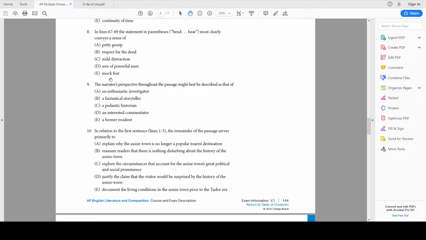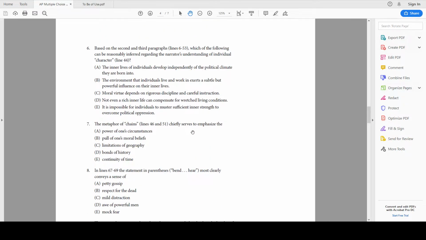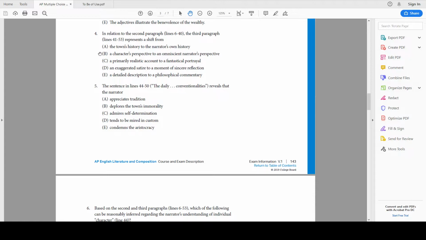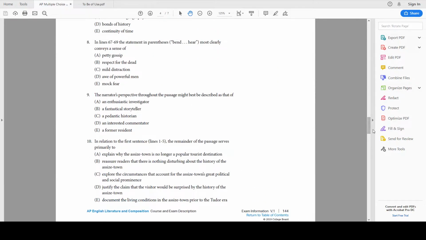A fantastical storyteller. Once again, we see that word fantastical. What question was that from? That was from... Oh, yes. Answer C for question 4. I don't know why they keep asking about fantasy. There's no fantasy. A pedantic historian.